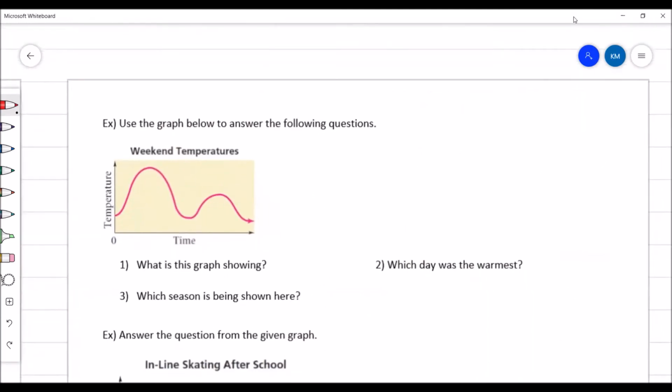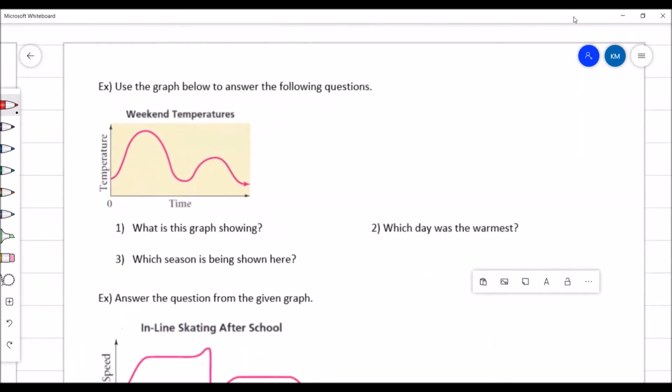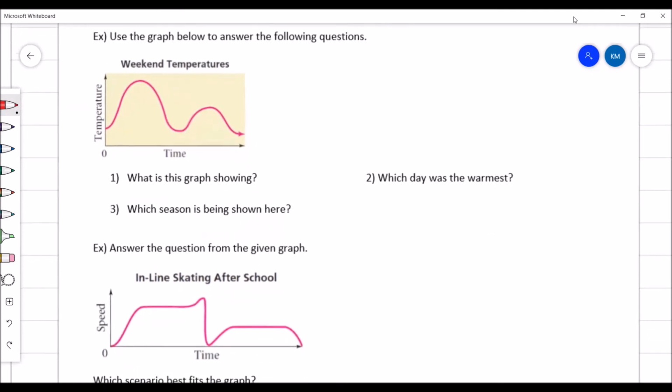All right, moving to the next page. It says, use the graph below to answer the following questions. So we have weekend temperatures, and we're given temperature and time. What is this graph showing? Okay, and this graph is showing the temperature over the weekend.